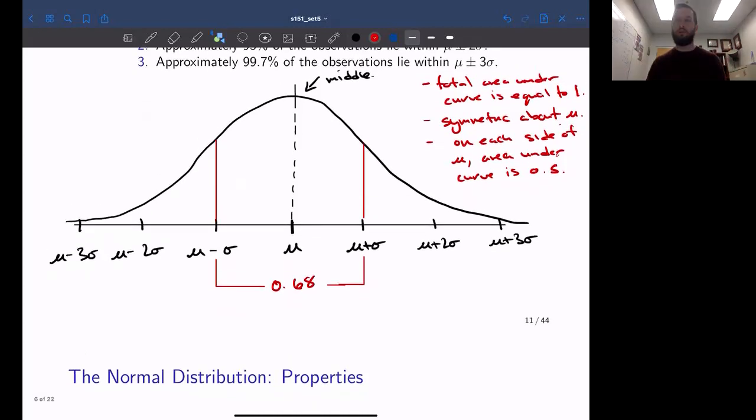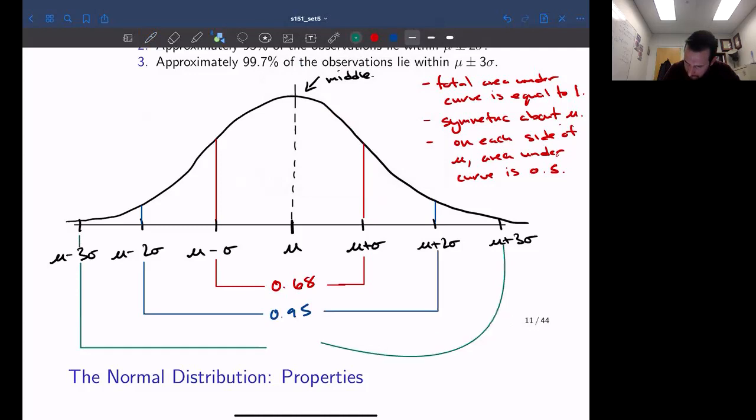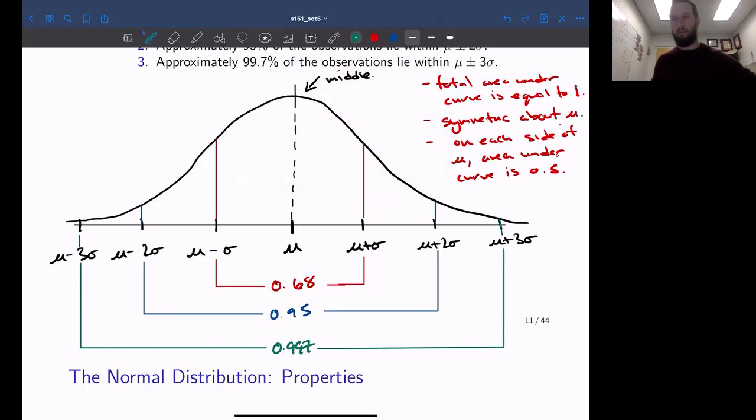Okay, between 2 standard deviations, we have 0.95. So I'll use a different color this time, but it's the same idea. Okay, and here we have 0.95. All right, so between the 2 blue bars, we have 0.95 of the area. All right, and then lastly, between 3 standard deviations, we have 99.7% of the area.